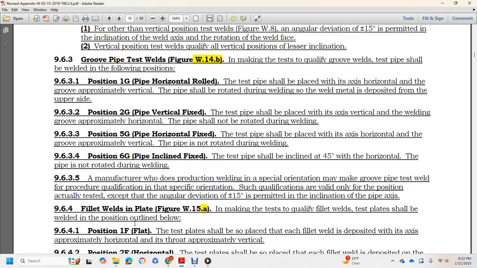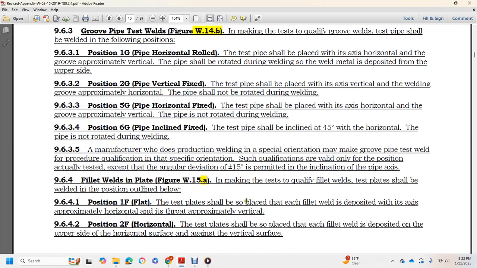A manufacturer who does production welding in a special orientation may make groove pipe test welds for procedure qualification in that specific orientation. Such qualifications are valid only for the position actually tested, except that an angular deviation of plus or minus 15 degrees is permitted in the inclination of the pipe axis.